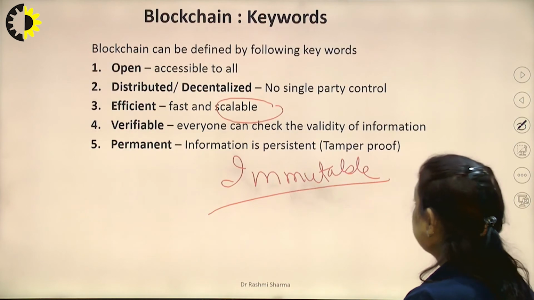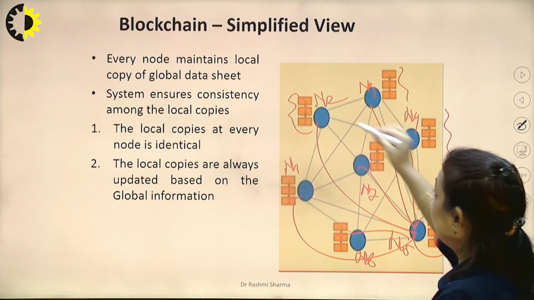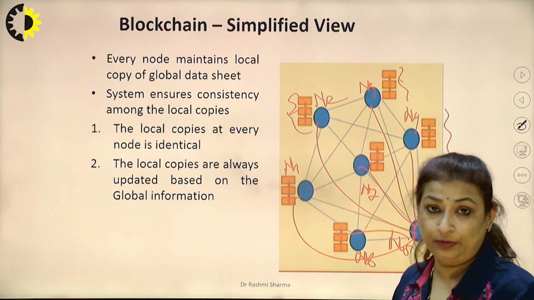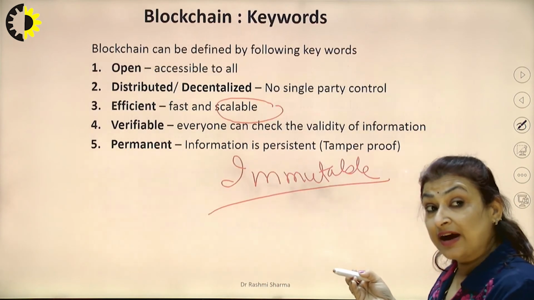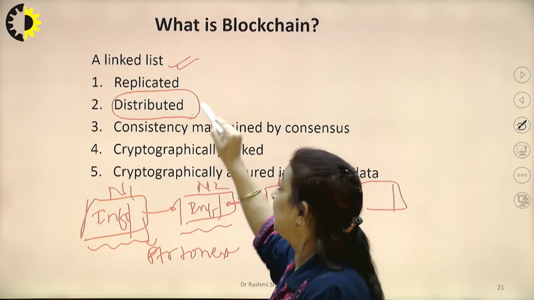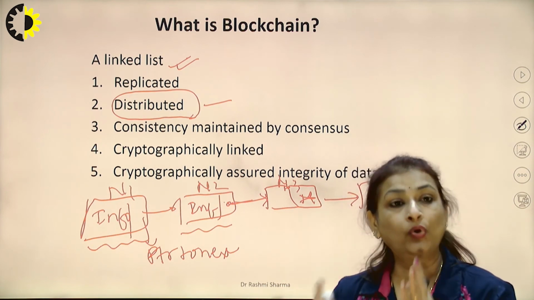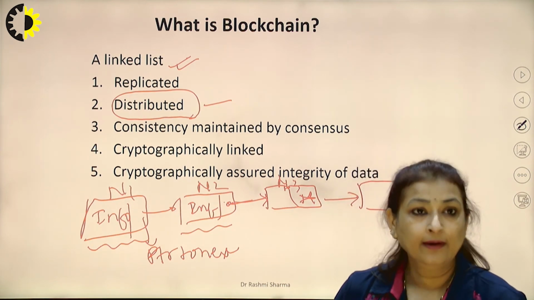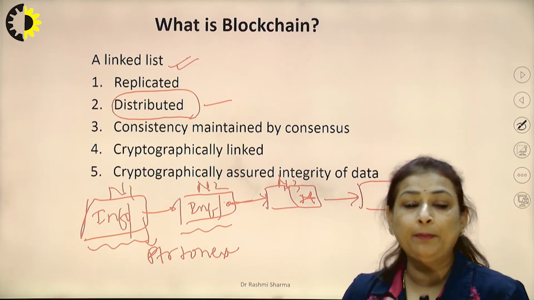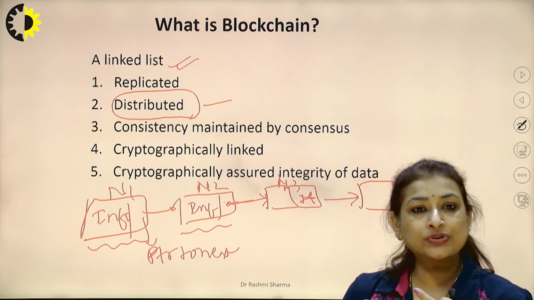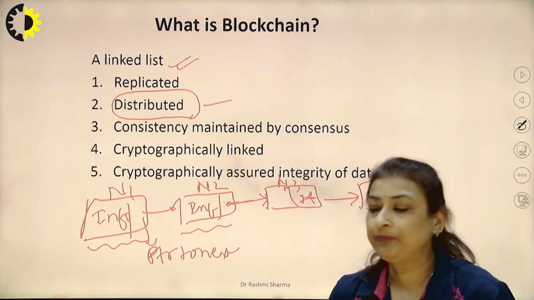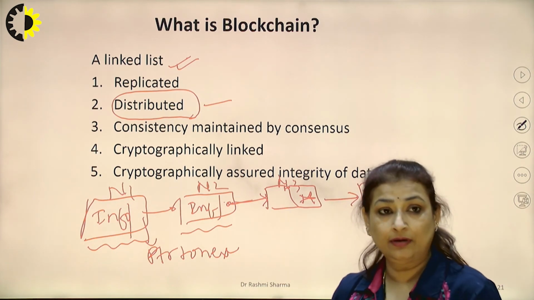So see, this structure was being replicated on each and every node. The same structure was there on each and every node. So we are replicating that node, and it is distributed. On each and every node we have that local copy. And then we have consistency. Obviously, this consistency is by the agreement between each and every node taking part in it. Then it comes cryptographically linked. We will come to this point in coming slides.